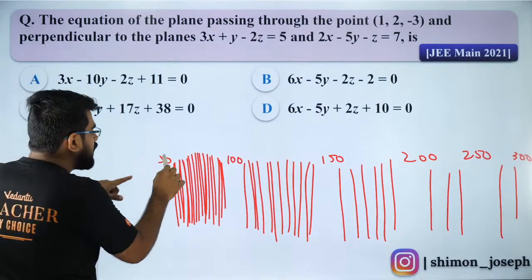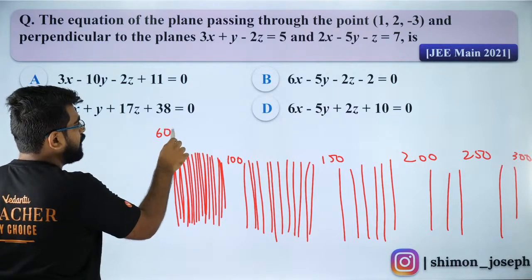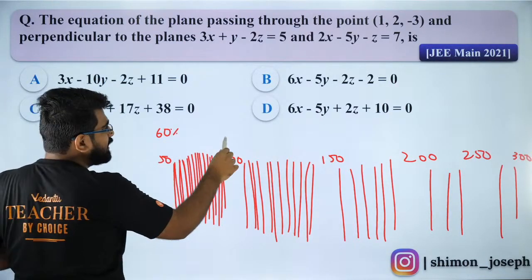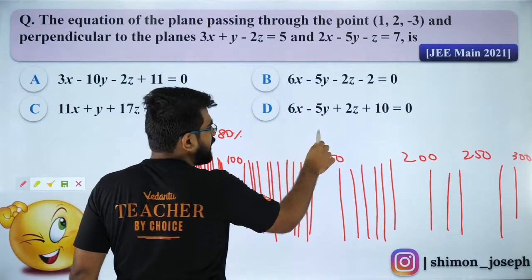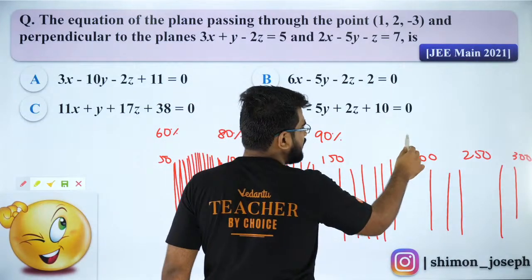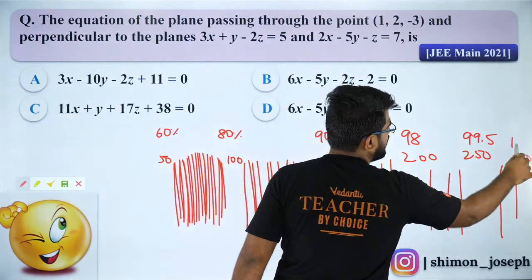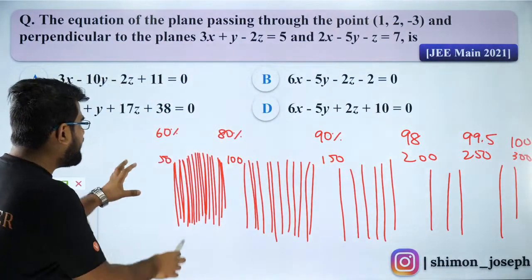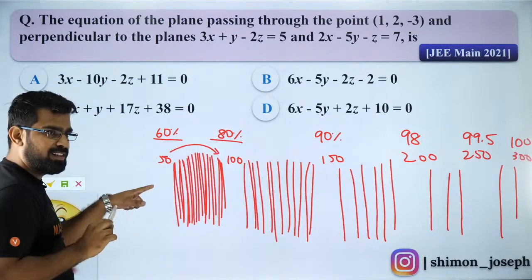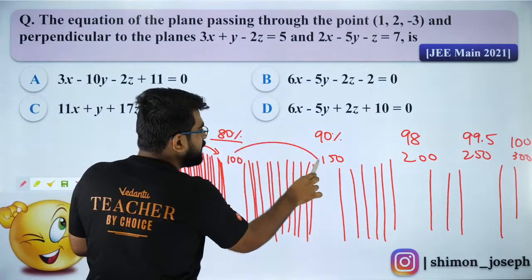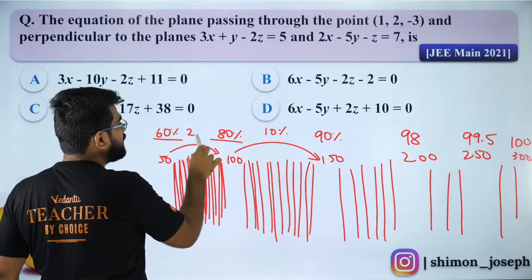So this is how much? 50 will be around what? 60 percentile? I'm guessing 60 percentile or something less than that. 100 will be around 80 percentile is what I'm guessing. 150 will be around 90 percentile. 200 is around 98. 250 is around 99.5. And this is around 100. So you see, getting this 20% increase, you have to score only 50 marks. But getting this 50 marks increase will give you only a 10% raise. But this is 20% raise.